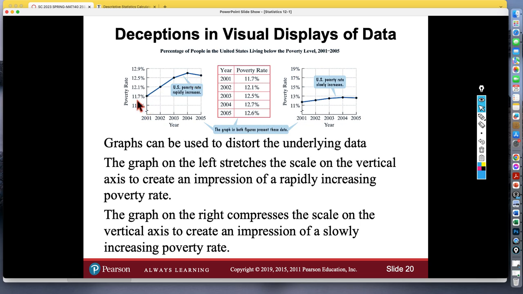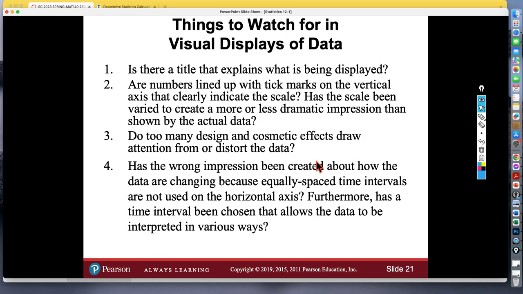They're both the same data, an increase from 11.7 to about 12.7. That's a 1% increase. Is that important, right? And this table is the same. Okay, so we can make it either look slow or look fast. So things to watch about is, does it start at 0? Has it zoomed in? Are they maybe sensationalizing something or trying to minimize something? Those are things that can make a difference.